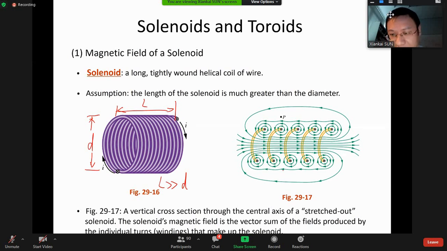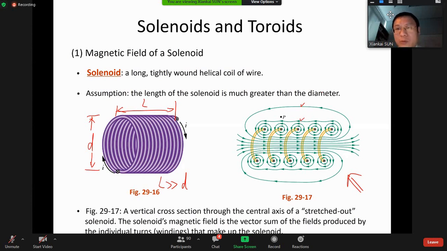So in this figure, you can still see some magnetic field lines here, but you must keep in mind that this is for a solenoid that has a finite length. If the solenoid has an infinite length, or in other words, its length is much greater than its diameter, then you do not have magnetic field lines outside the solenoid. You only have magnetic field inside the solenoid.